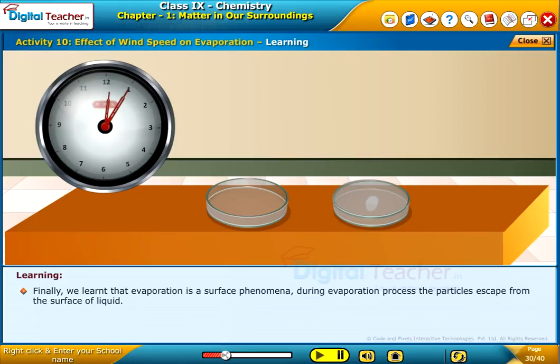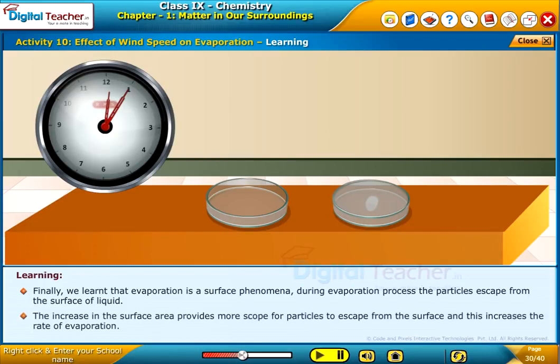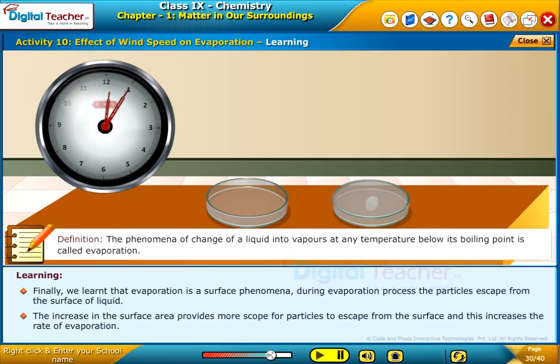During evaporation process, the particles escape from the surface of liquid. The increase in the surface area provides more scope for particles to escape from the surface, and this increases the rate of evaporation. The phenomena of change of a liquid into vapors at any temperature below its boiling point is called evaporation.